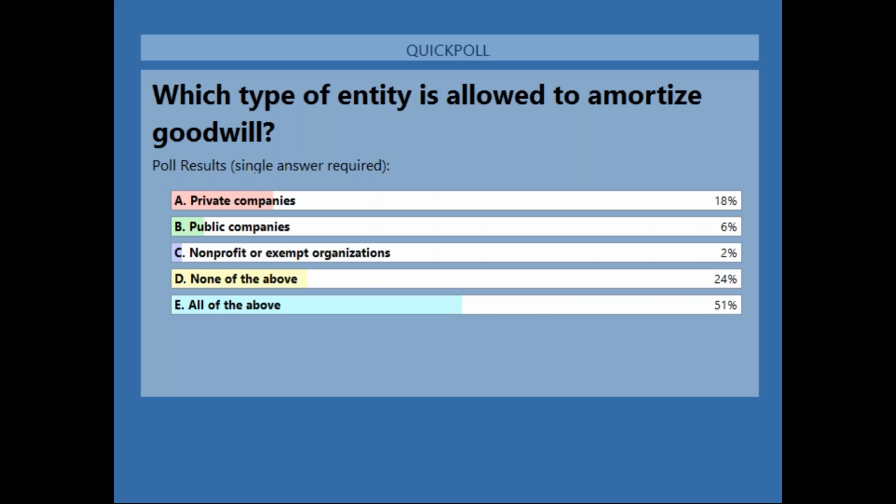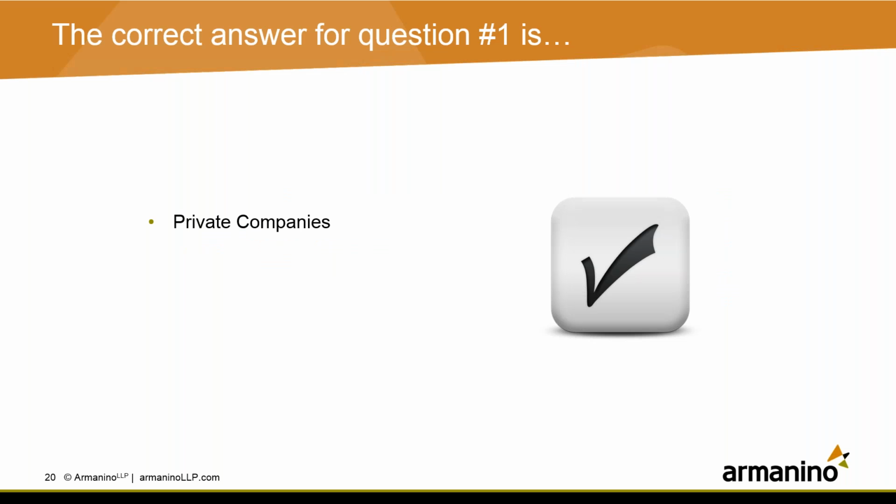Looks like we might need a little bit of clarification on this one, Matt. So right now, under the existing standards, public companies and nonprofits are not allowed that alternative to amortize goodwill over a 10-year period. So right now, that election is only available to private companies. So answer A was the correct answer.